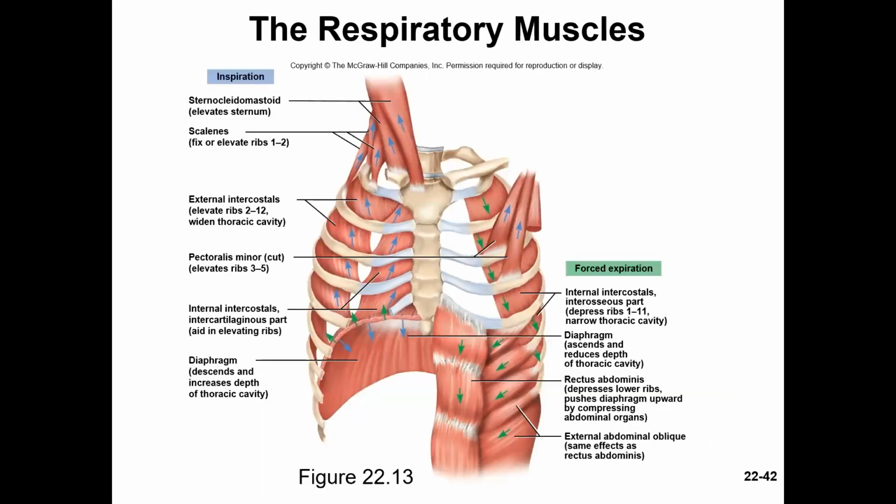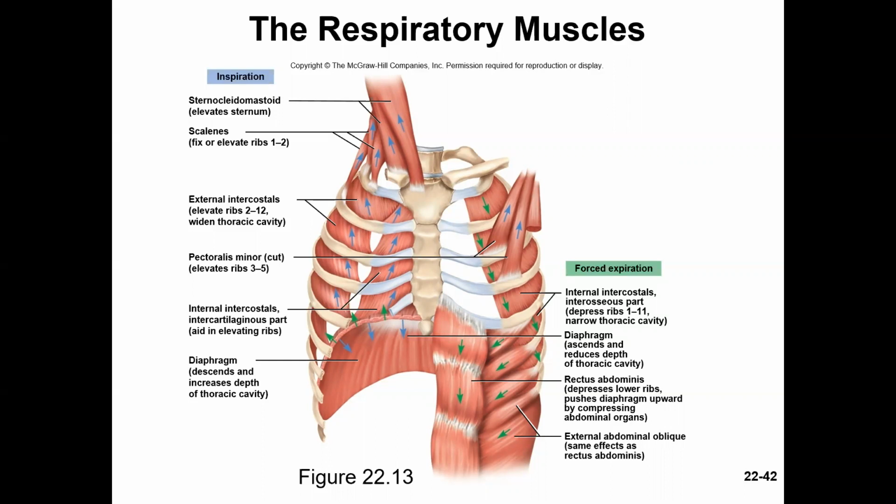So here's a great picture for the muscles of respiration. On the left side of the picture, we can see the muscles when we're talking about an inspiratory process. There are some accessory breathing muscles that I think are really important for you to understand. That's the SCM, or the sternocleidomastoid, which will help elevate the sternum, and also the scalenes, which are fixed to some of your ribs. They elevate ribs 1 and 2.